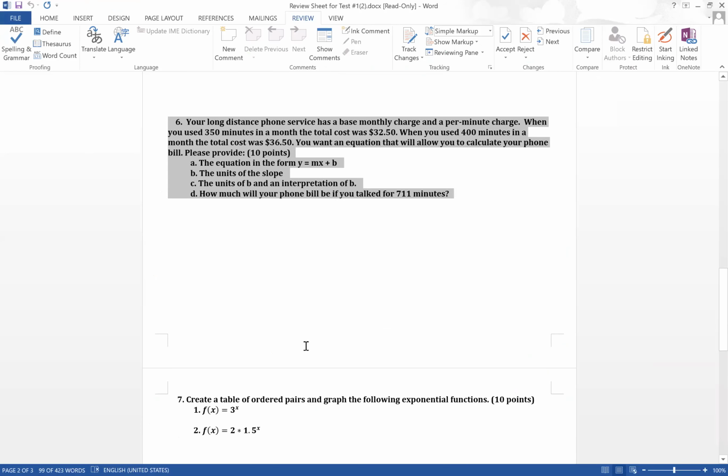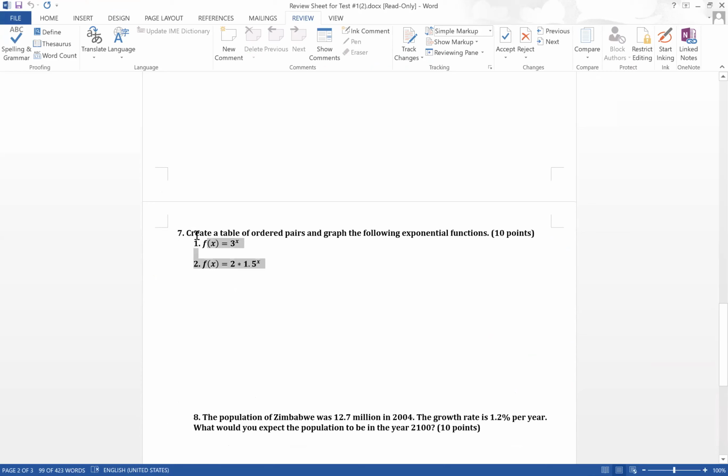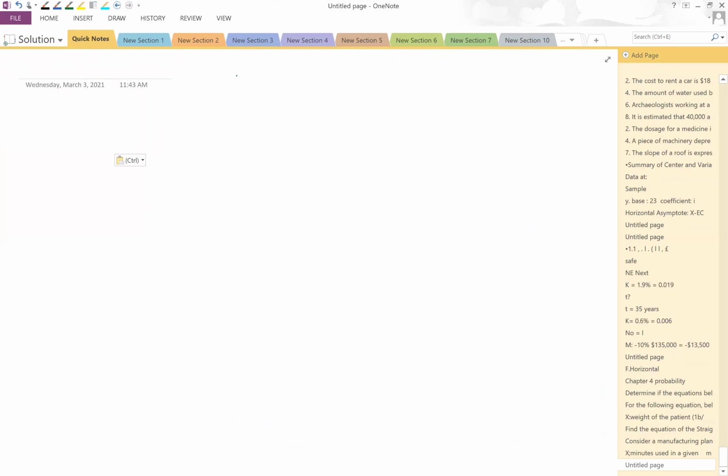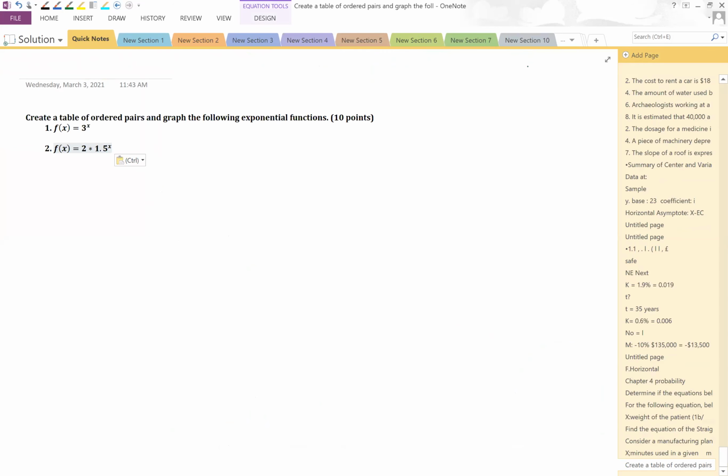Question 7. Create a table of ordered pairs and graph them. So you have two exponential functions listed here. I'm going to graph each one of these. The first one is f of x equals 3 to the x power. Here we need a minimum of 5 ordered pairs.